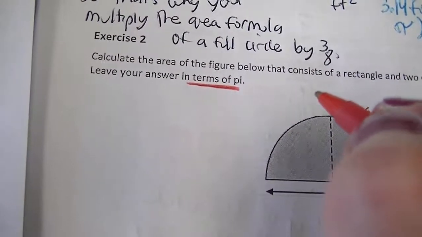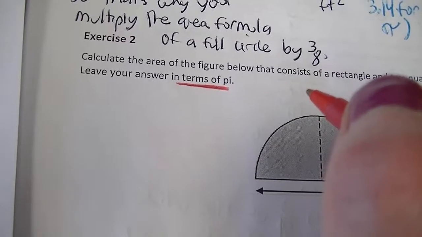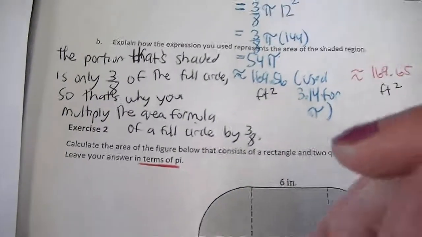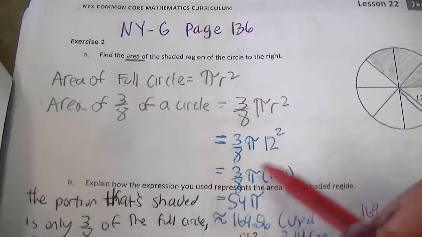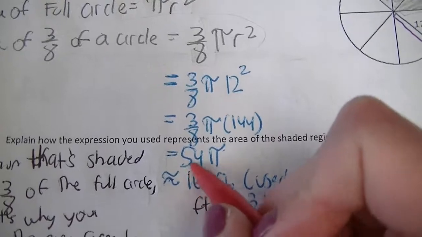They don't want you to use the pi button on your calculator. They don't want you to use 3.14. They don't want you to use 22/7. They want you to leave it in terms of pi. So up here, if they were like, hey, leave it in terms of pi, we would stop right there. And that's really nice, because that's the most exact.